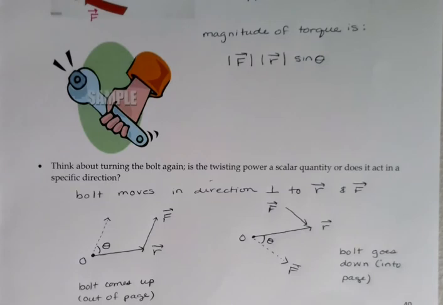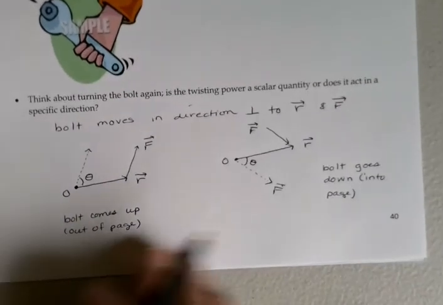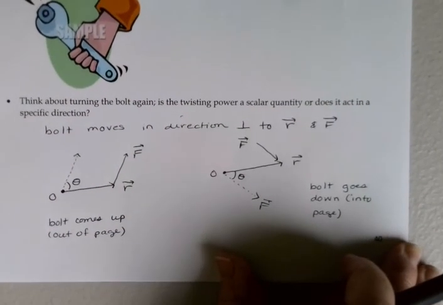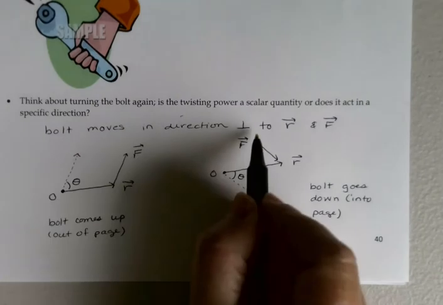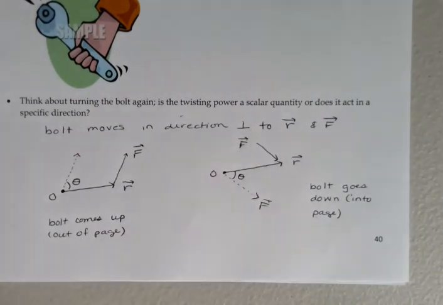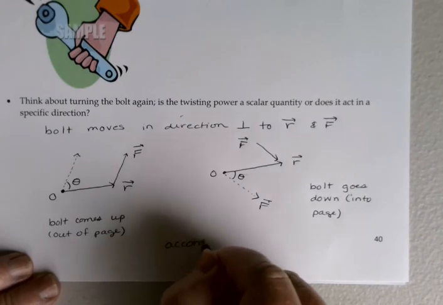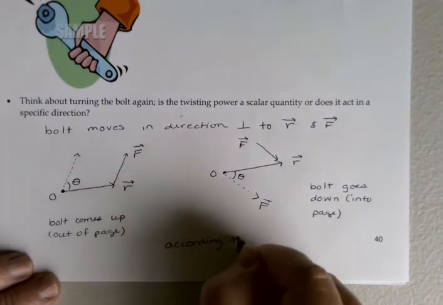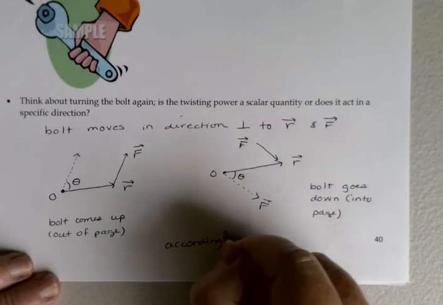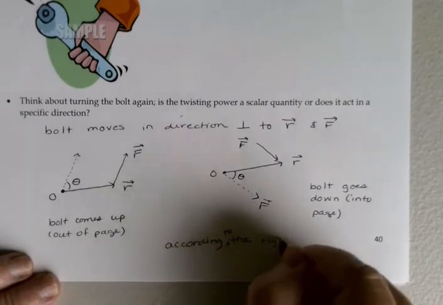So as far as the direction here, the direction follows the right-hand rule, is what we're seeing. So the bolt moves in a direction perpendicular to R and F according to the right-hand rule.